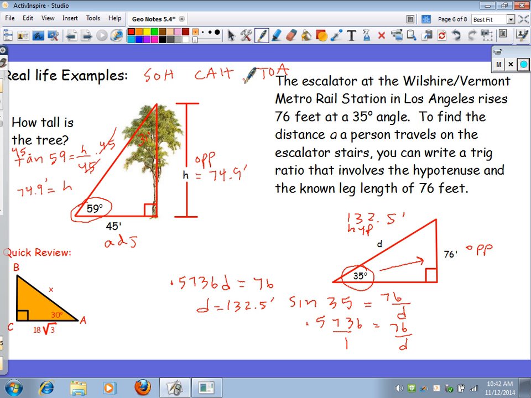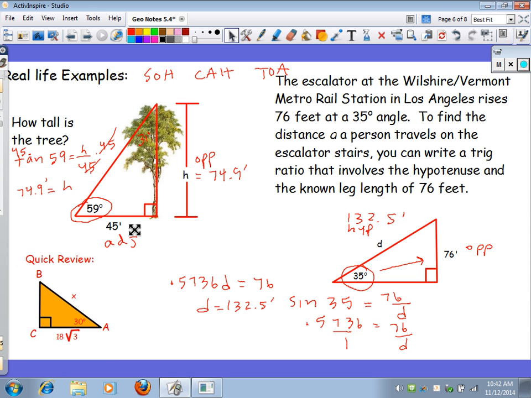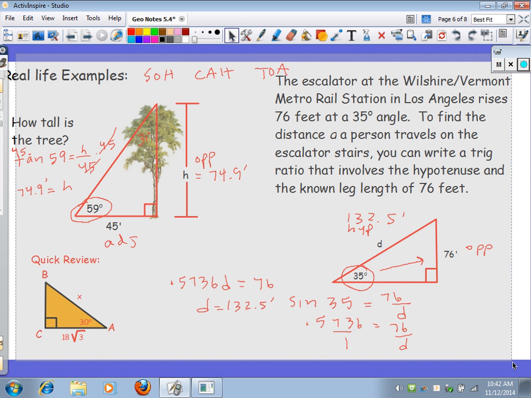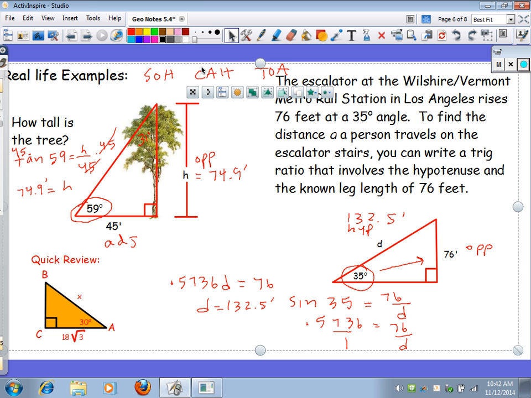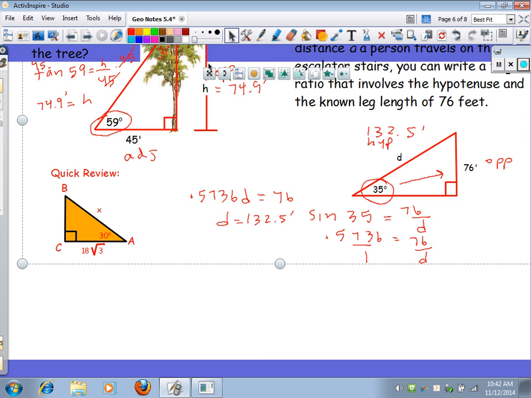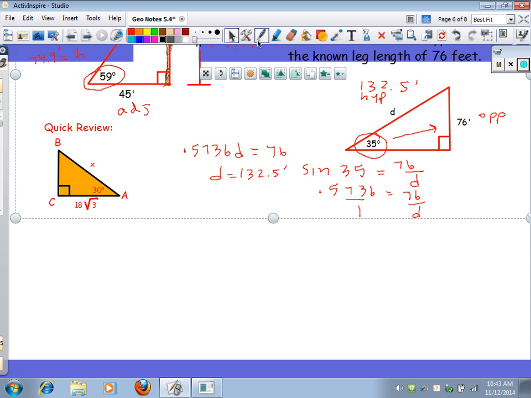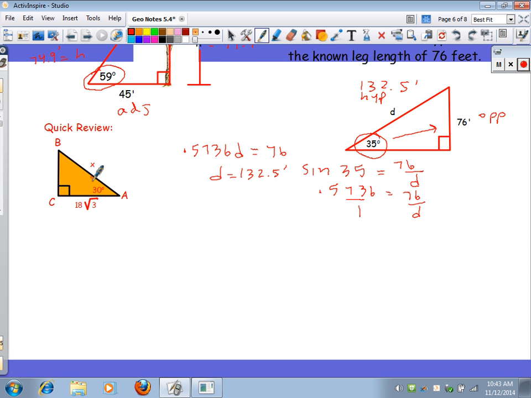Here's a quick review. Take a look at this little problem right here. I know it's a small one. Take a look at it real quick and see if you can figure out the other two sides. You might be able to figure it out really fast. 30. So what's this angle right here?